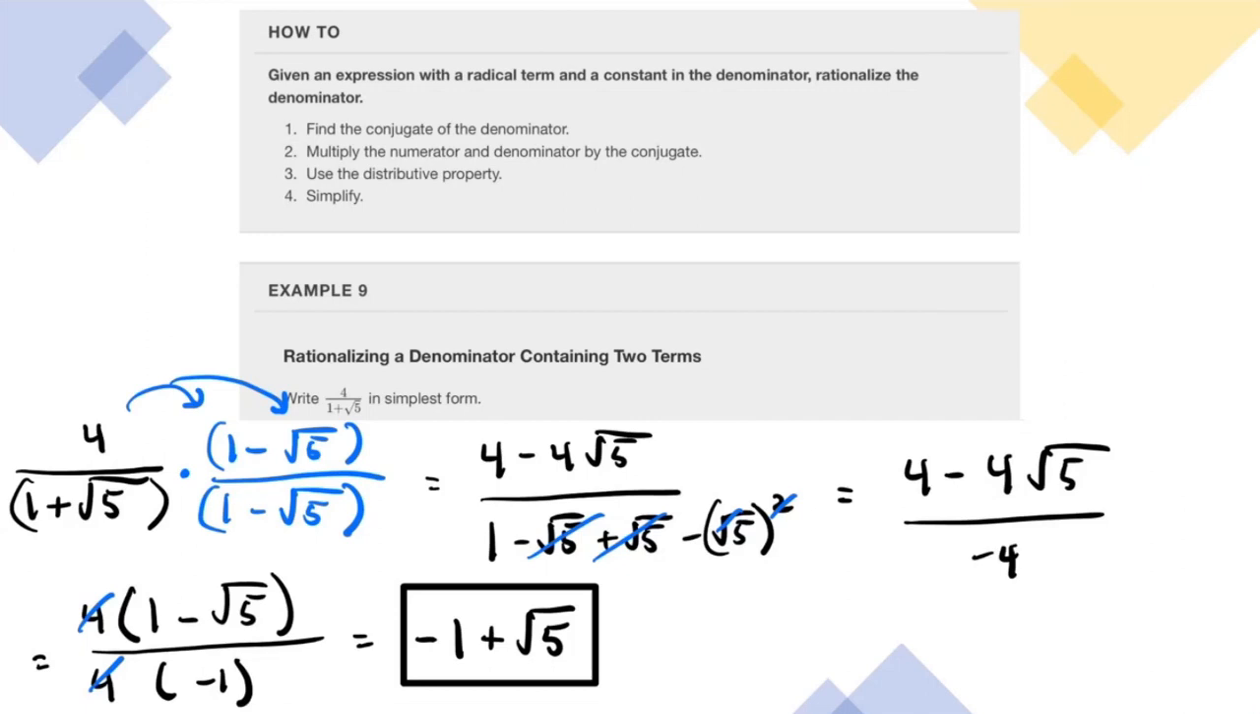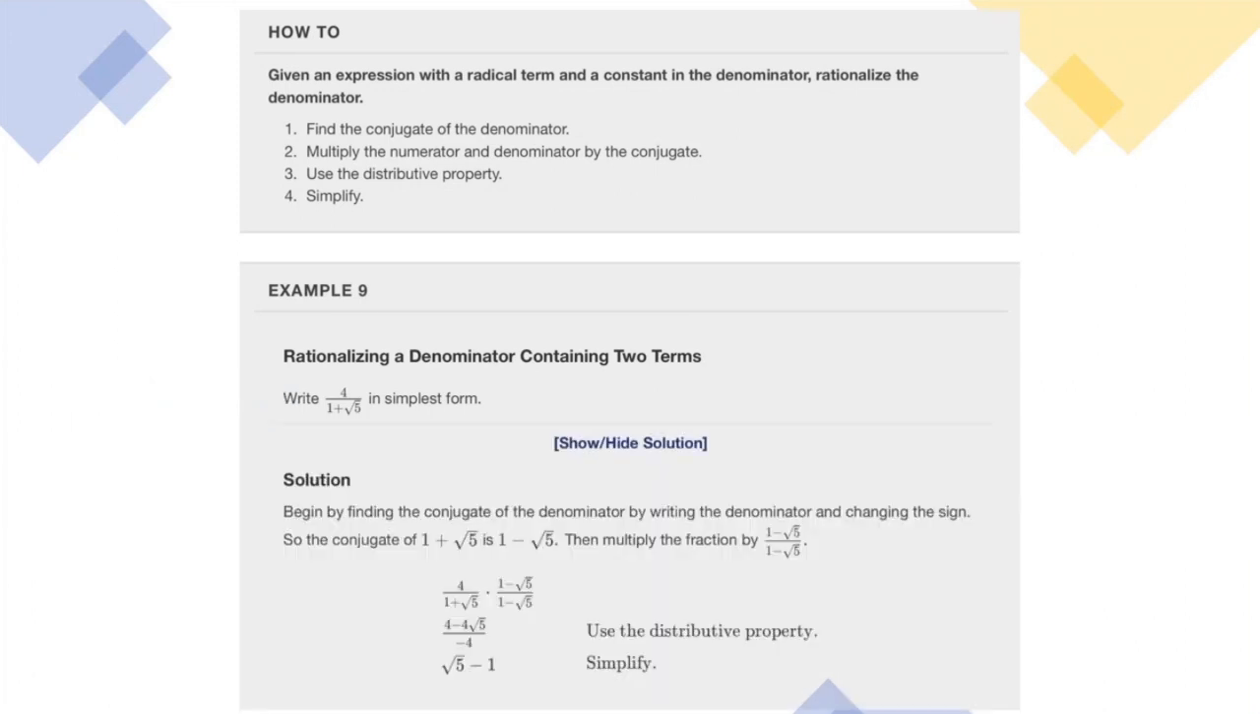So here we have negative 1 plus the square root of 5. And that's the same thing, by the commutative property of addition.